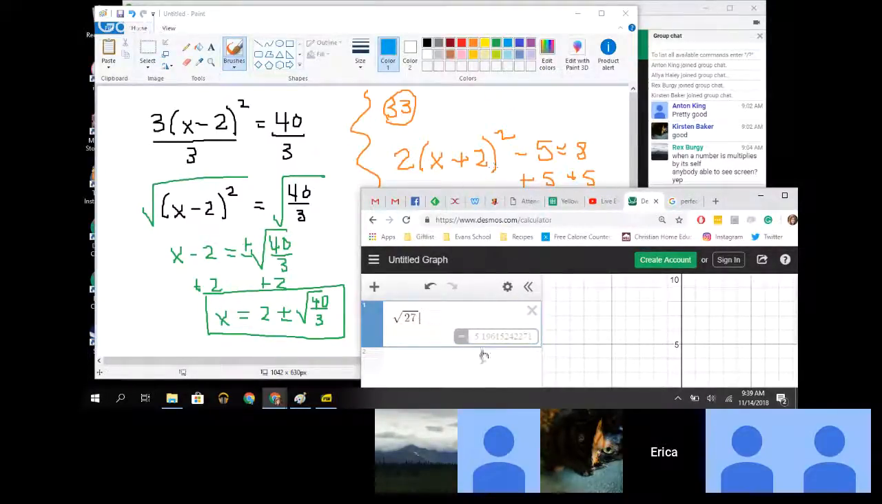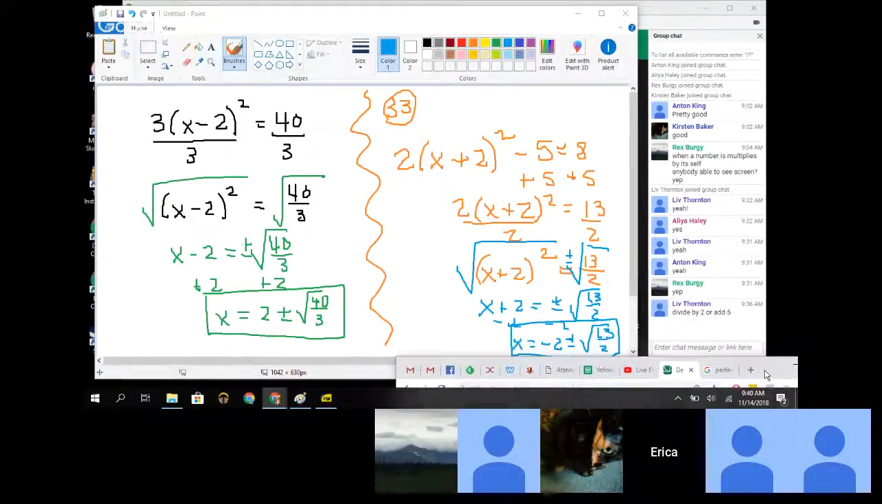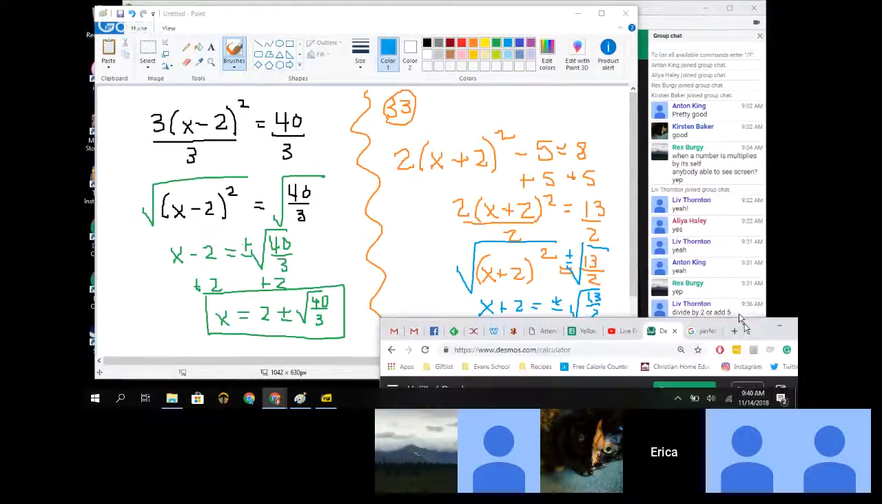One side of my equation is 2 times x plus 2 squared, minus 5. That's one side of my equation. And the other side is I want to know when that equals 8. Can you see I've typed in the left side of my equation on one side of my graphing calculator and the right side of my equation on the other side? And on top of that, I found that the solution is -2 plus or minus the square root of 13 over 2.